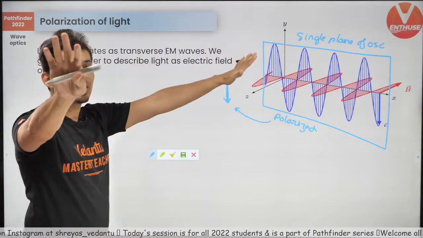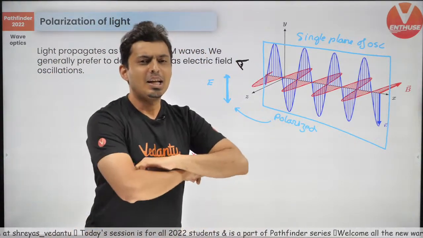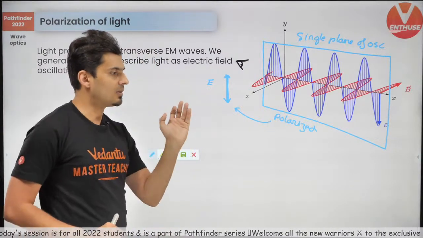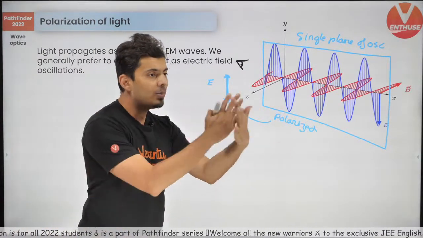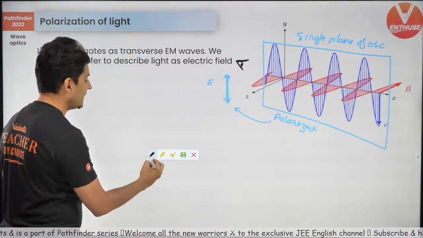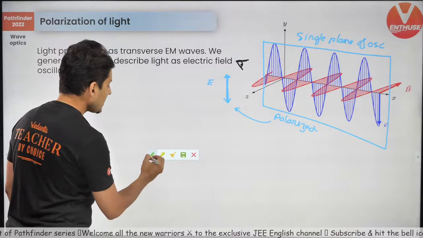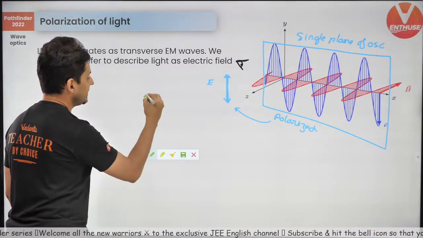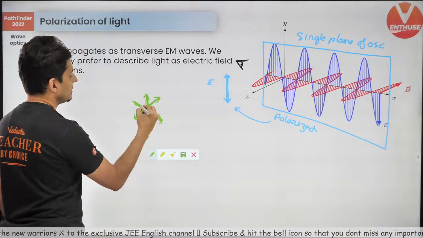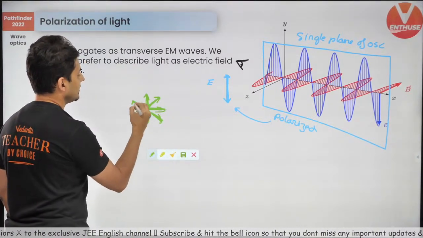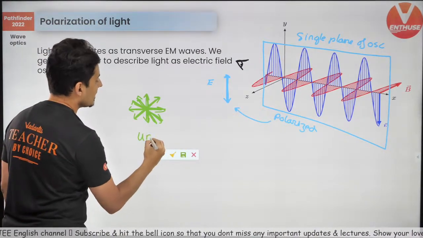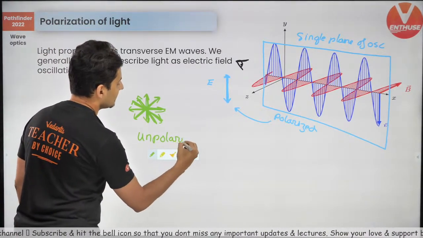But in reality, your regular light is not polarized. There are random planes in which it oscillates. Sometimes this way, sometimes this way, sometimes this way. So many planes are there in which it oscillates. If one were to see such light, you will notice that once the light is oscillating like this, then it is oscillating like this, then maybe like this. So all possible ways. This is basically unpolarized light.